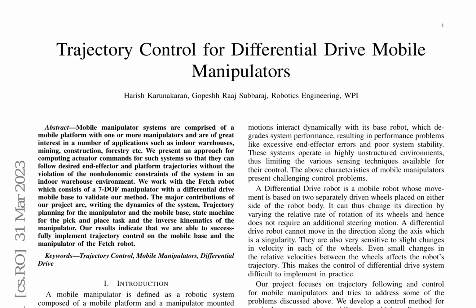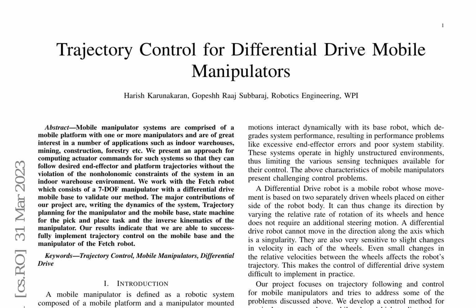Trajectory control for differential drive mobile manipulators is a complex task due to nonholonomic constraints and dynamic interactions between the manipulator and mobile platform. Mobile manipulators, comprising a mobile platform and a manipulator, offer increased mobility and dexterity compared to fixed-base manipulators. However, they pose challenges in decomposing tasks into fine and gross motions, establishing a dynamic model, and controlling the system to avoid tipover.